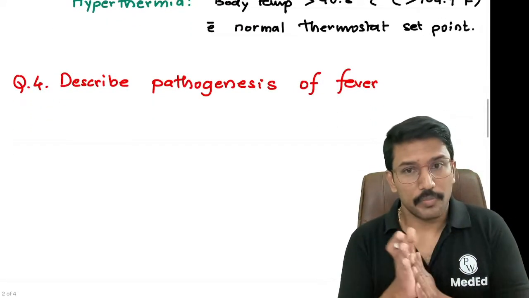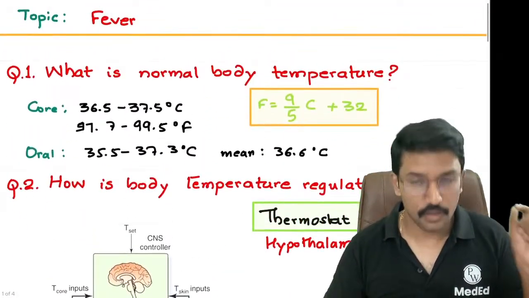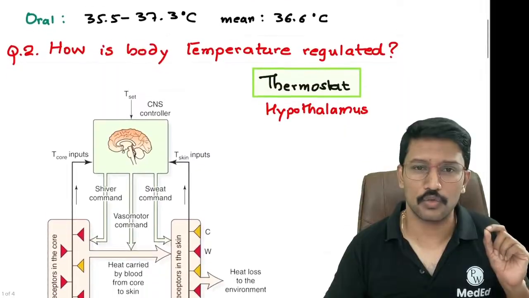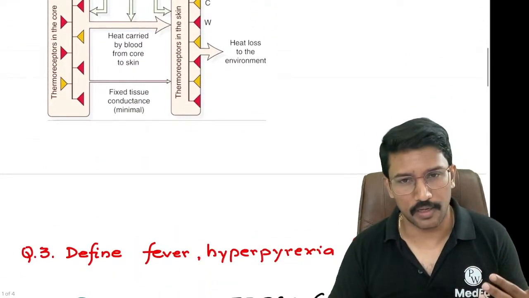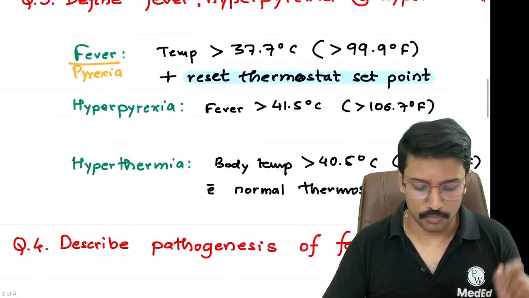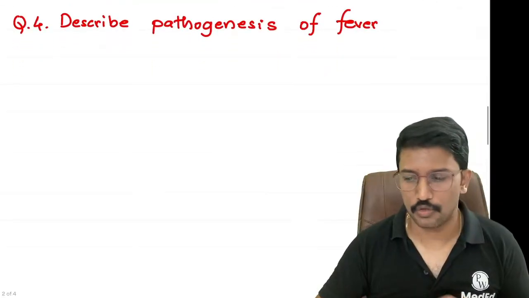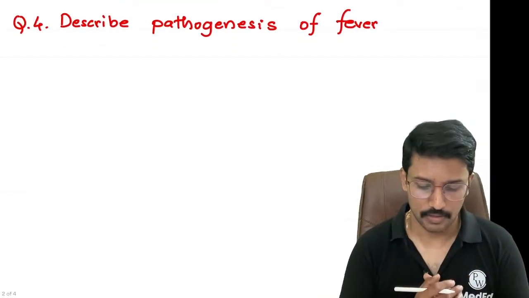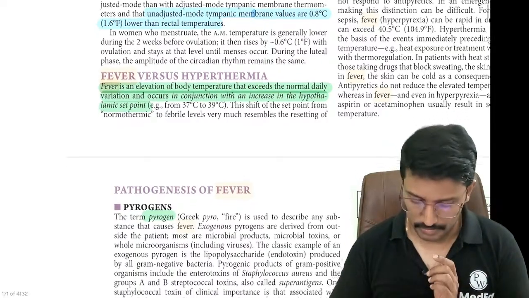Okay, now coming to the main point. So we have understood the terms. We have understood what is a normal body temperature. We have understood how the temperature is regulated by the hypothalamus with the help of sweating, vasodilatation, vasoconstriction and shivering. We have understood three terms: fever, hyperpyrexia and hyperthermia. Now we will understand the pathogenesis of fever, how fever happens. For that, let me take you to Harrison, and today we will learn two important points.